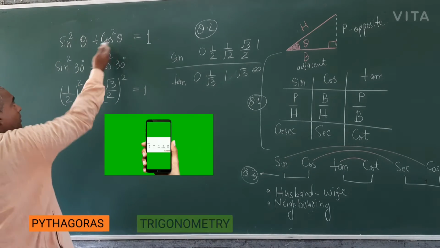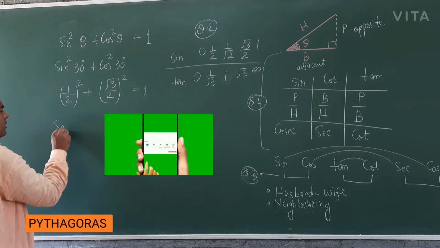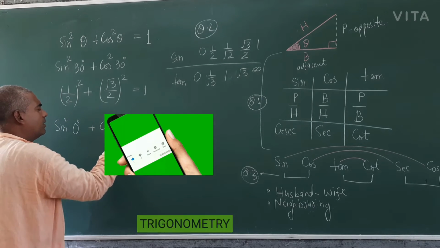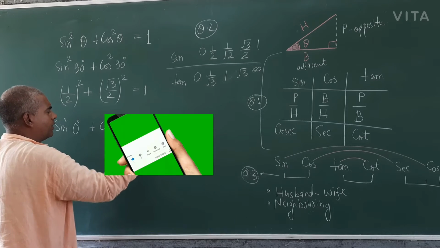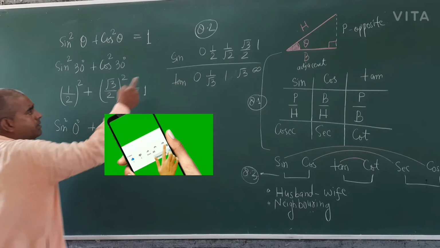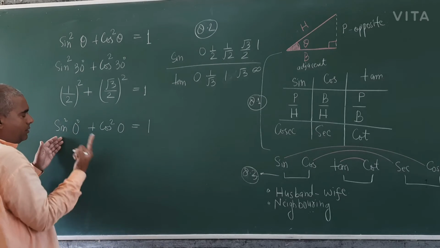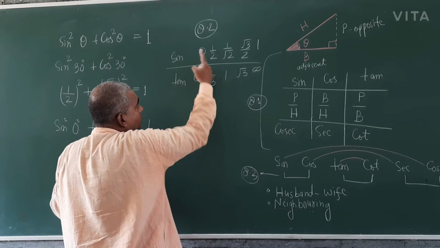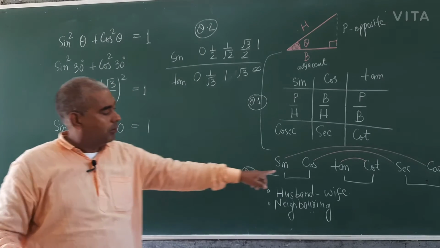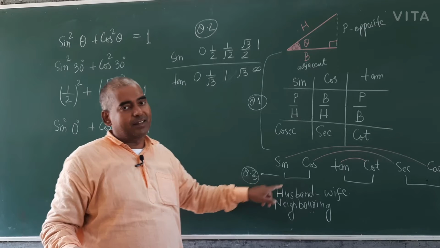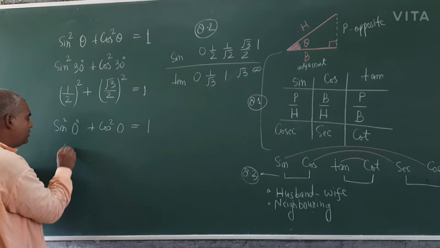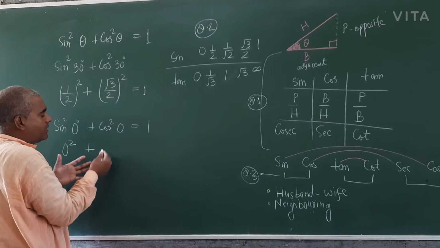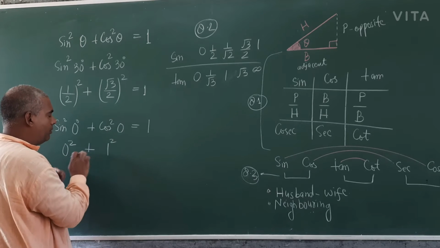Sin 0, you can prove sin square 0 degree plus cos square 0 degree is also equal to 1. Yes, you can check. Sin 0 means 0. So 0 square. Cos square 0: what is the value of cos 0? Cos 0 means sin 90. So sin 0 is 0 square, and cos 0 means sin 90, whose value is 1 square. You will get 1.